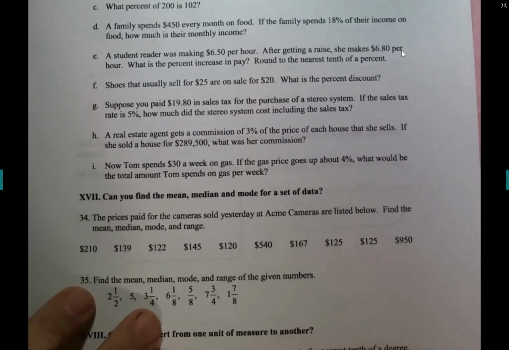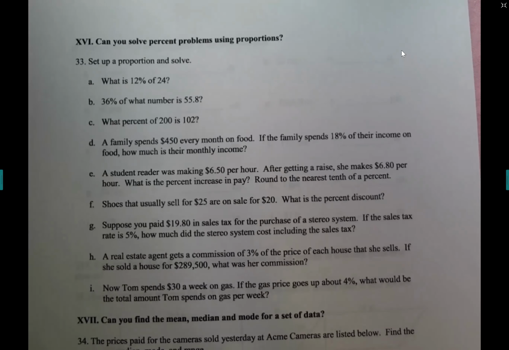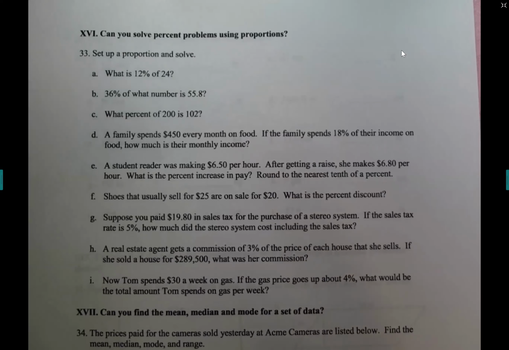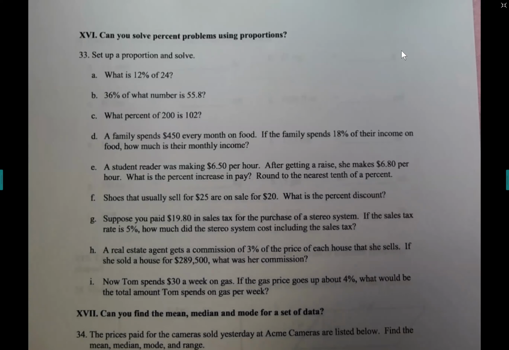All right. I think that's a very important part. Question 33, it's one of the most important parts right here.